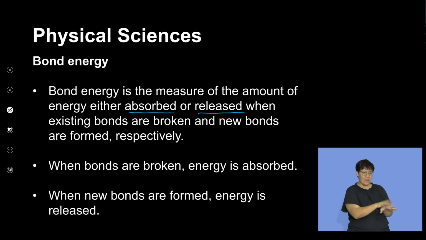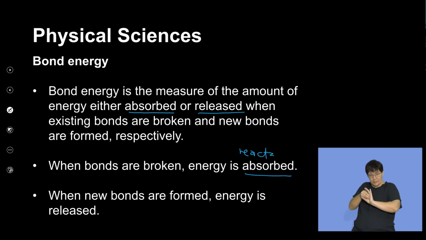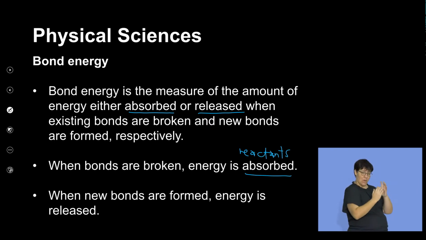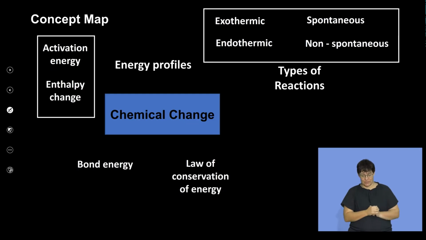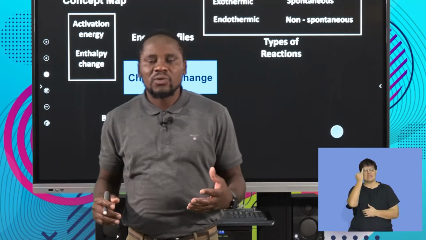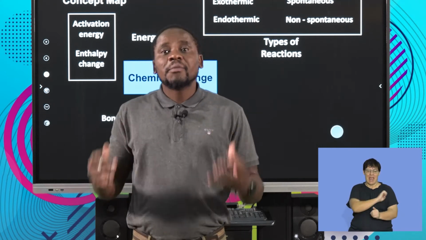So when bonds are broken, energy is absorbed. That's the main idea. To break existing bonds in the reactants, the reactants absorb energy. While when new bonds are formed, energy is released. This is when products are formed. So in a chemical change, new substances are formed, energy is involved in breaking existing bonds, while energy will be released when new bonds are formed. That's the whole idea in as far as the role of energy in a chemical change is concerned.